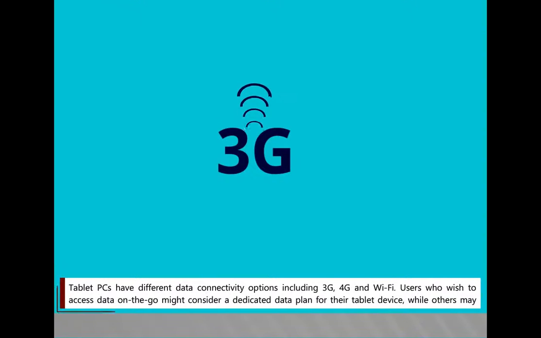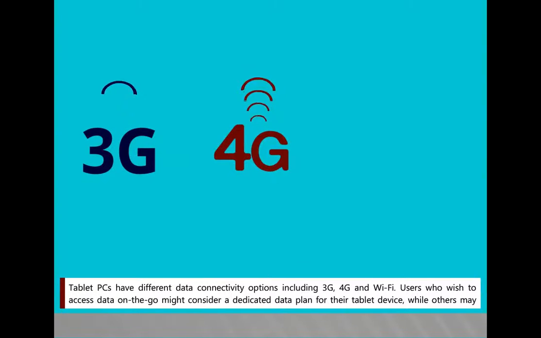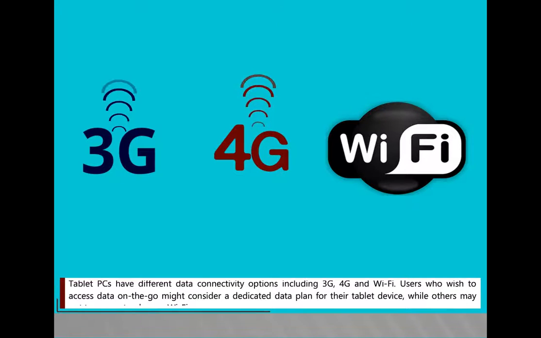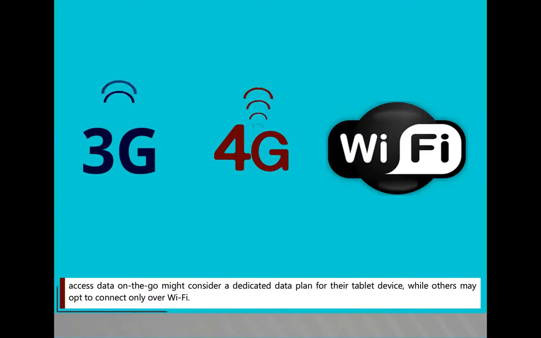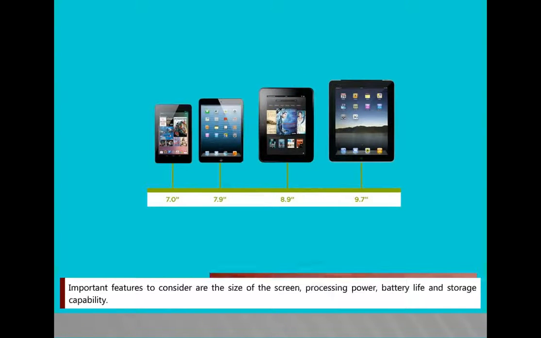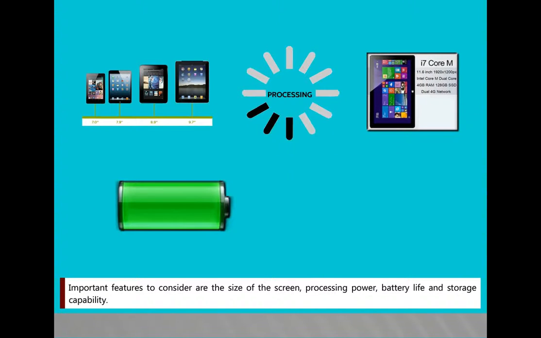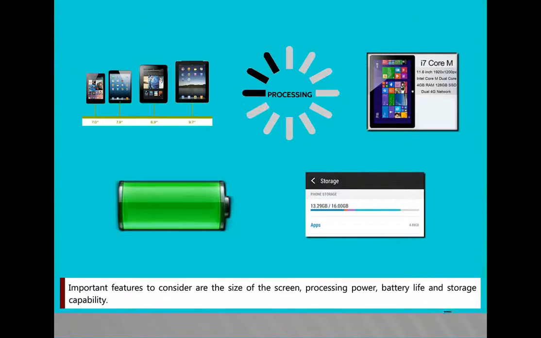Tablet PCs have different data connectivity options including 3G, 4G, and Wi-Fi. Users who wish to access data on the go might consider a dedicated data plan for the tablet device, while others may opt to connect only over Wi-Fi. Important features to consider are the size of the screen, processing power, battery life, and storage capability.